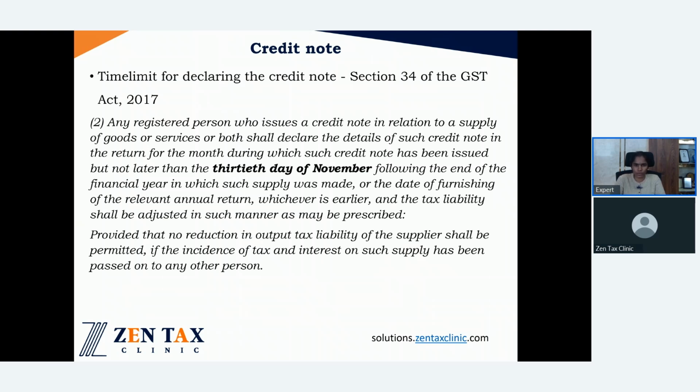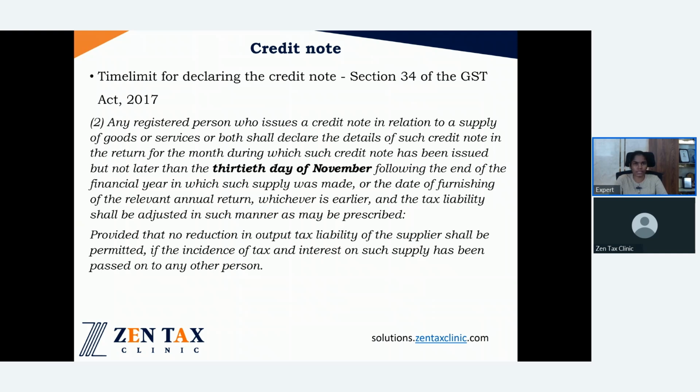Now, issuing a credit note is fine, but then till when can the supplier declare such credit notes? Section 34 talks about tax invoice, credit notes and debit notes, and Section 34 subsection 2 specifically gives the time limit for declaring the credit notes by the suppliers. So let us read the same.